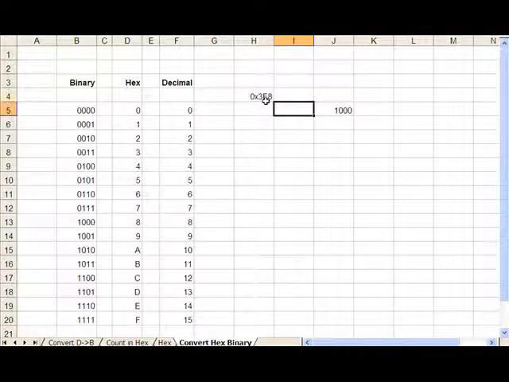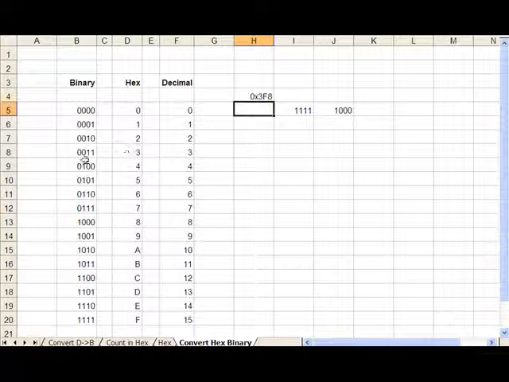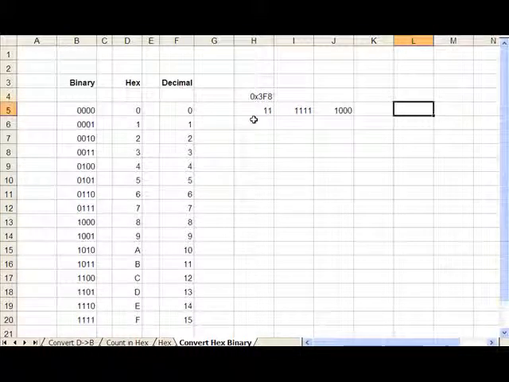The F represents in binary 1111, and the 3 in hex, sorry, is this bit pattern 0011. And those leading zeros are not meaningful. It's just a little bit easier to sometimes look at 4 bits at a time. So here's the binary equivalent of this hex number.